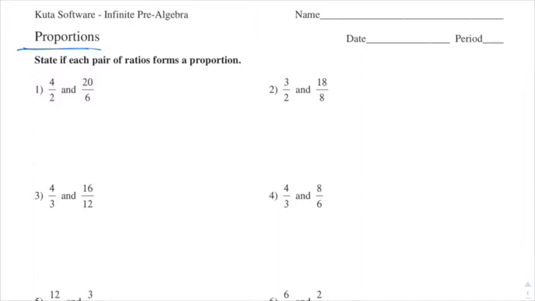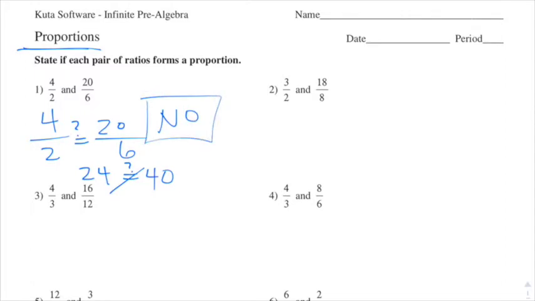So let's take a look at 4 over 2 and 20 over 6 for number 1. And there's actually multiple ways to find out if 4 over 2 and 20 over 6 are equal. I'm going to show you one method. One method is setting them equal. 4 over 2 equals, and then you always put a question mark because we don't know if it equals actually 20 over 6. And we're going to do cross multiplication. So we're going to do 4 times 6, which is 24, equals, with a question mark because we don't know if it's true yet, 2 times 20, which is 40. 24 doesn't equal 40, so no. These are not proportional. These are not equivalent.